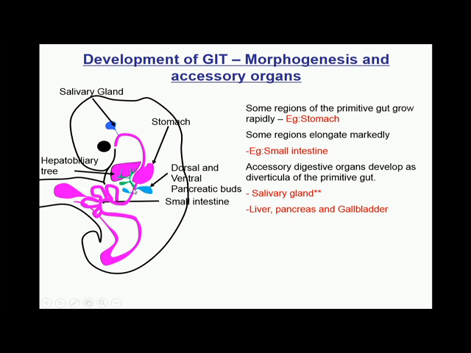Liver develops again as an outpouching from the foregut, the hepatobiliary system, gallbladder, right? So the liver and the hepatobiliary system is again an outpouching coming from the foregut. Another one is the pancreas. The pancreas develops as two buds, the ventral pancreatic bud and the dorsal pancreatic bud, and then later the two fuse. So that's another outpouching. Okay. And they give rise to accessory digestive organs.